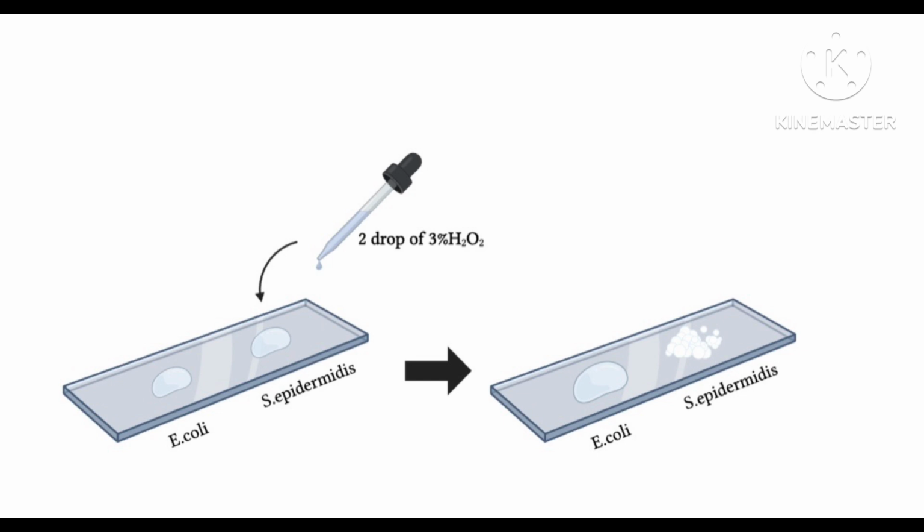Catalase test is based on the ability of bacteria to produce the enzyme catalase, which breaks down hydrogen peroxide into water and oxygen gas. The reaction produces visible bubbles of oxygen. So when there is bubble formation, it means it is catalase positive. No bubble formation means catalase negative. Bubbling occurs due to release of oxygen from breakdown of hydrogen peroxide.